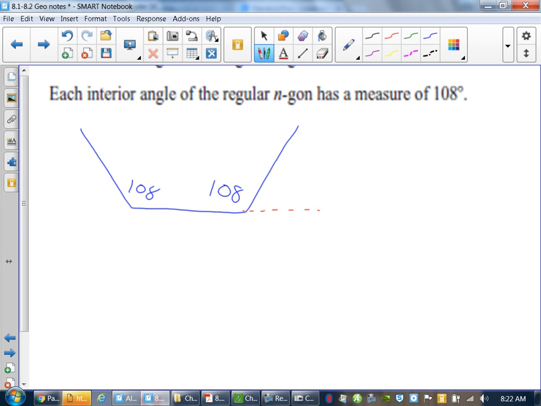Because outside angles always add up to equal how much? 360. So if I know that all the outside angles add up to 360, what is its outside angle if the inside is 108? 72. Good, it's the supplement. So if I take 360 divided by the number of sides, it's going to equal how much? It'll equal 72, won't it? Isn't this fraction equal to a fraction?